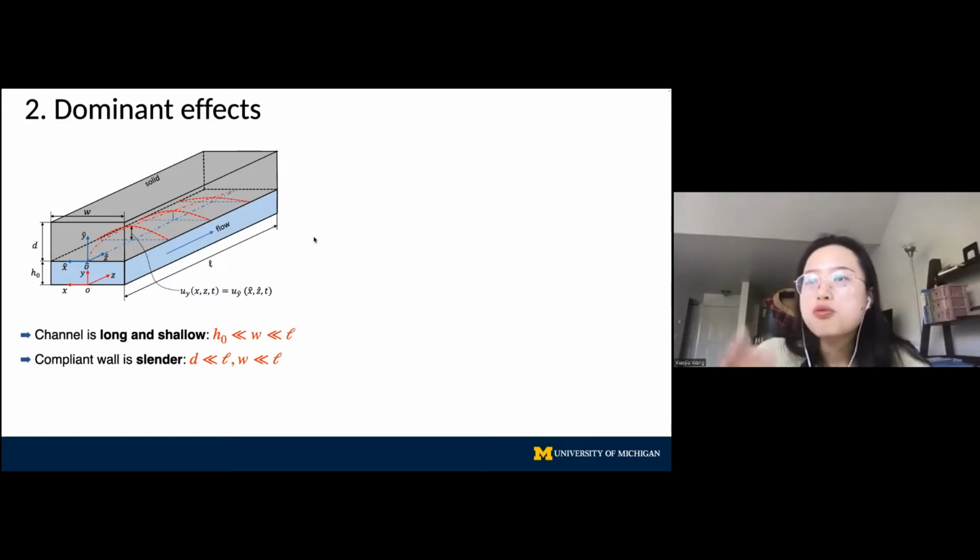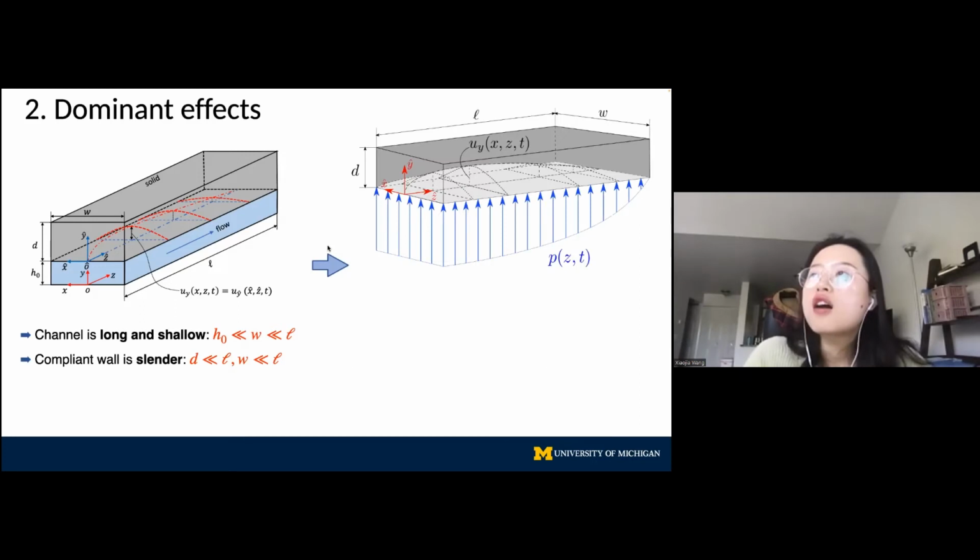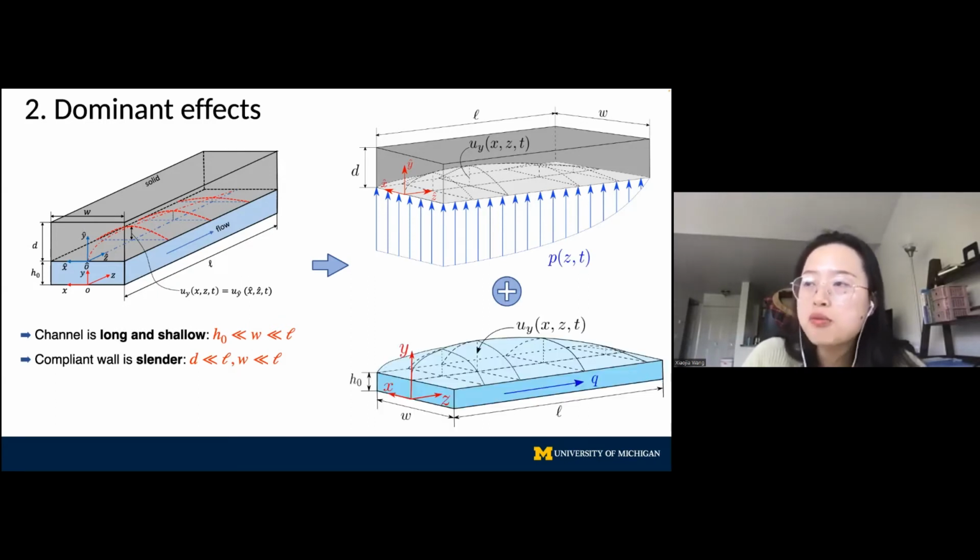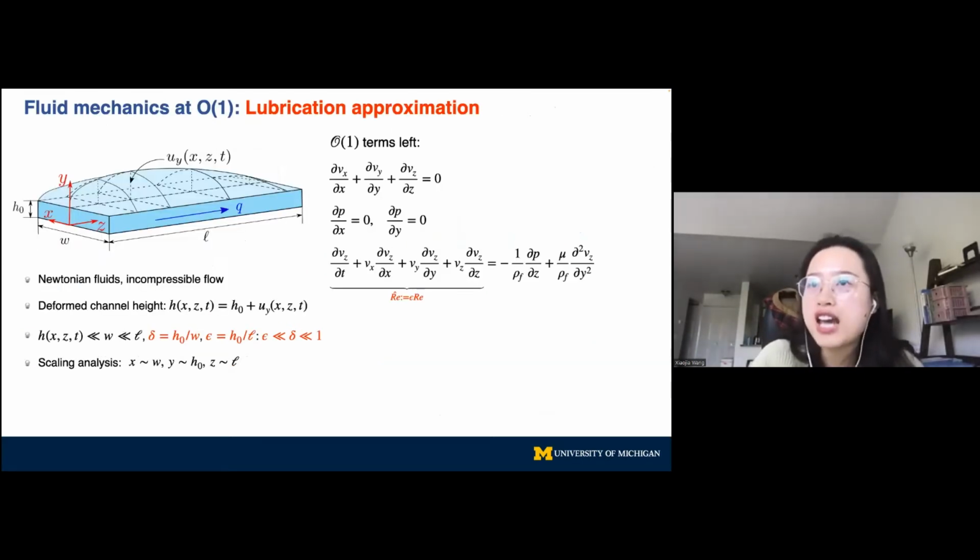Then the FSI problem within this configuration can be decomposed into coupling of two basic problems. First, the solid mechanics problem, which concerns a rectangular compliant slab subject to non-uniform hydrodynamic pressure under its bottom. And the second problem is a fluid mechanics problem, which concerns a flow flowing through a spatially non-uniform channel. Let's first analyze the fluid mechanics problem.